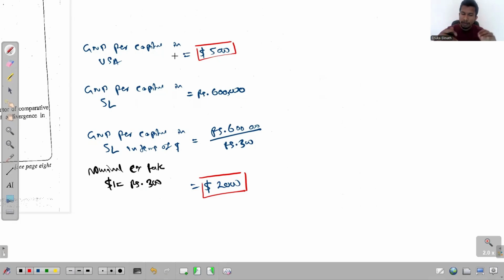But the problem is, when I convert this rupees 600,000, the per capita in Sri Lanka in rupees, into a dollar amount, I use the nominal exchange rate. And this is the comparison that happens now. All right, so this is the first situation. Let me draw this line here. This is about the first situation.